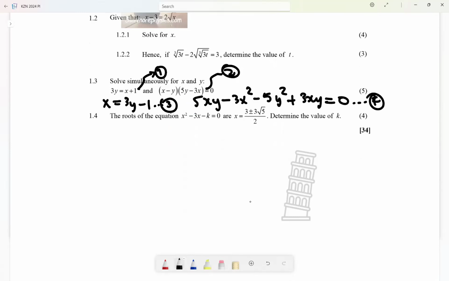Now, if I have these equations, I can substitute. Can you see this one is in terms of x only? I know what x is equal to, so I can replace that there. So I can say substitute equation 3 into equation 4. We are trying to substitute x as 3y minus 1 into this equation.